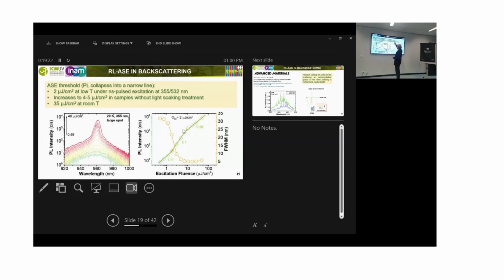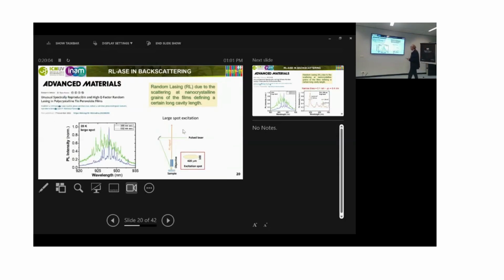Under pulsed excitation, we are using 355 or 532 nanometer. And it increases to 4-5 microjoules in a sample without the treatments and the additive that we were using for the production of films. And it increases by approximately one order of magnitude when we go to room temperature. But for that room temperature, it is also possible to obtain it, which is telling us that the quality of the material of the films is very high.